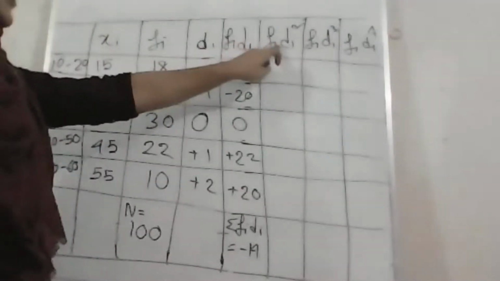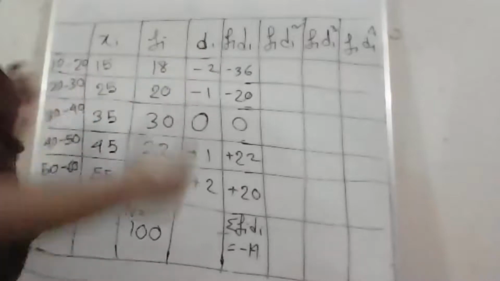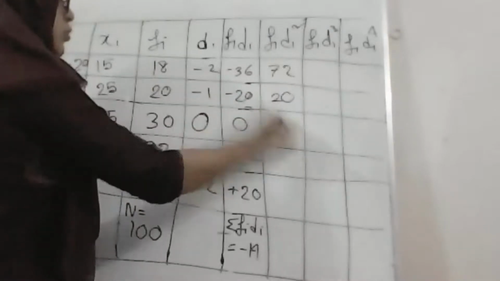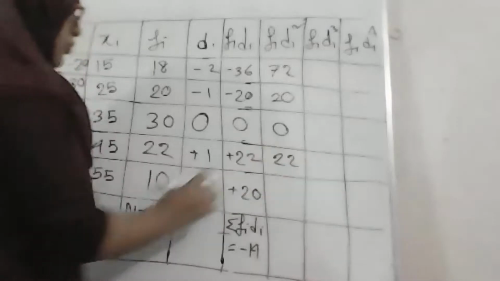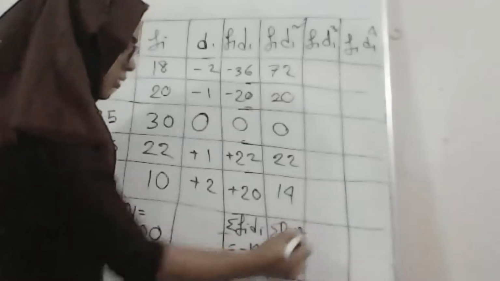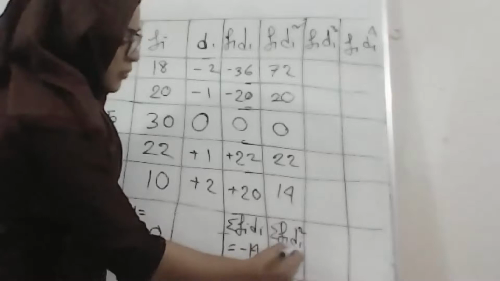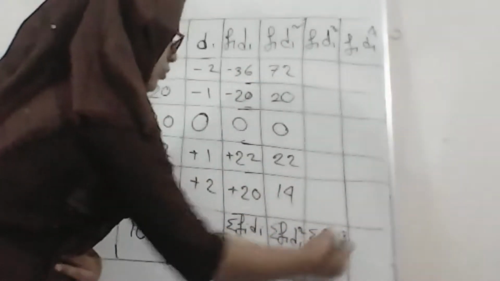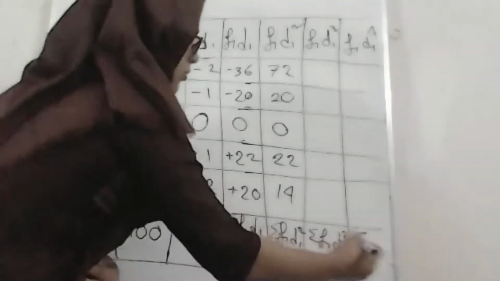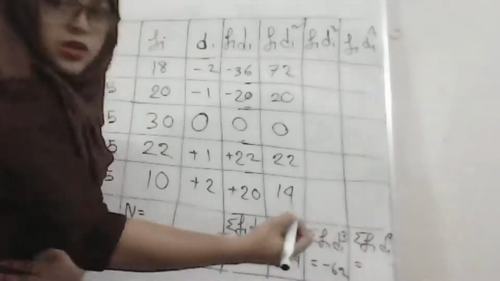In the second case, at first you will square di, then multiply with fi. If we square this -2, it is going to be 4. 4 into 18 is 72. 1 into 20, 20. 0. 1 into 22 is 22. 4 into 10 is 40. So summation of fi di square is equal to 154. For the third case, you just take the whole cube and write down the result. Summation of fi di whole cube is equal to -62. And for the last one, summation of fi di to the power 4 is equal to 490. This is the completion of the table.